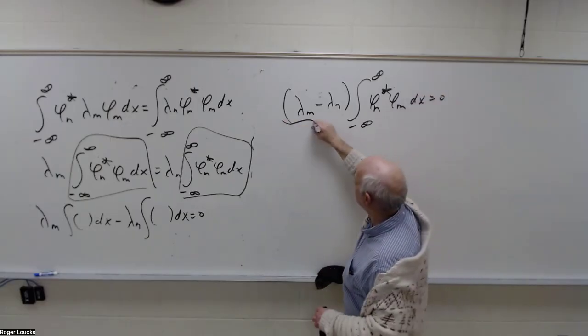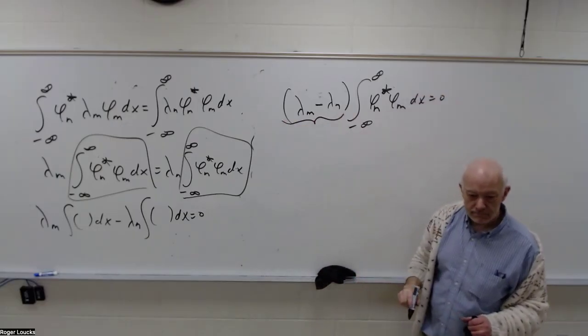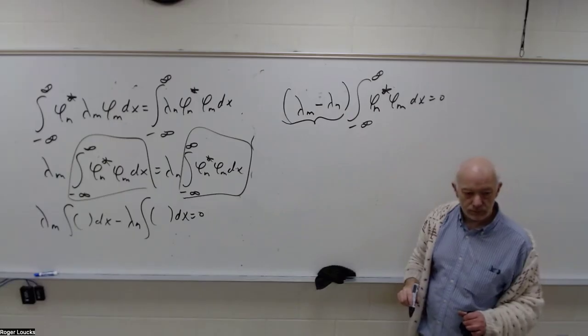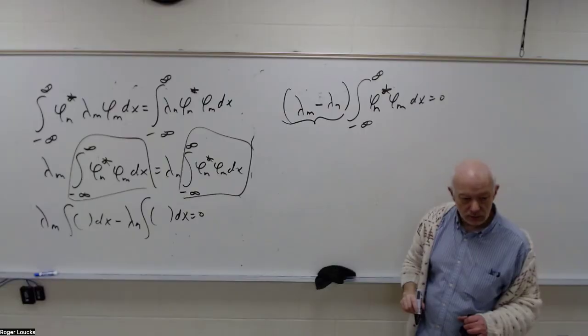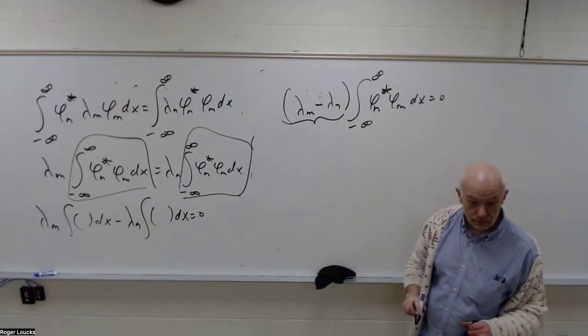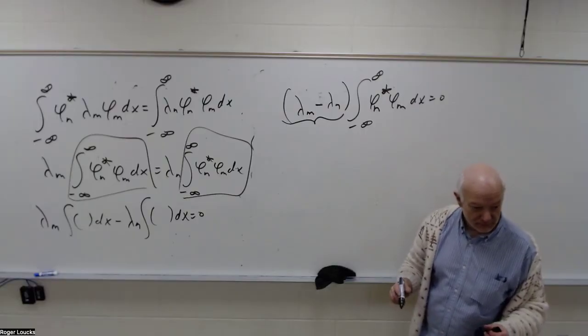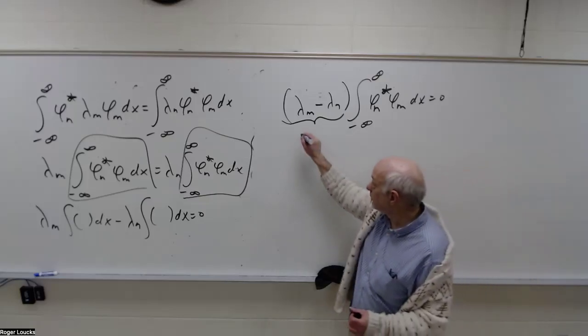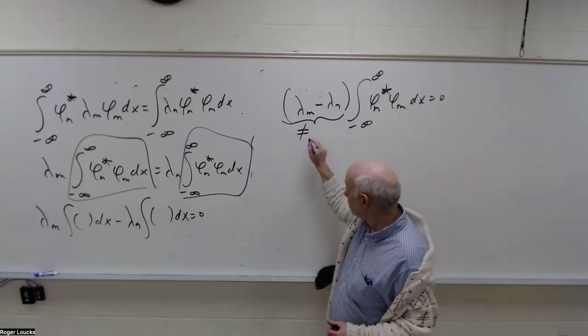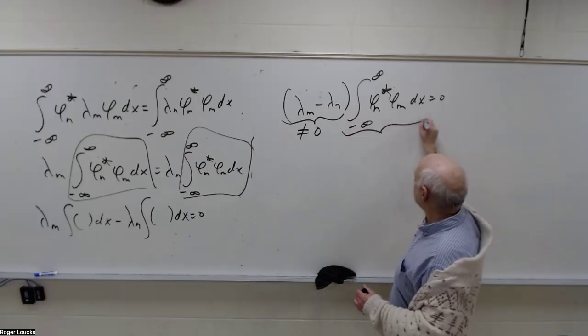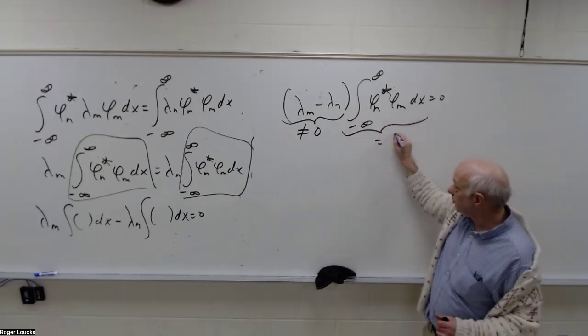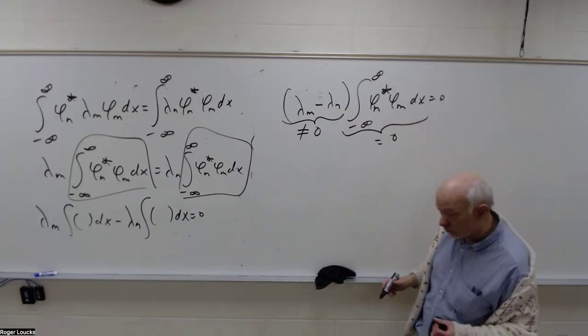What do you know about this combination here? Lambda m and lambda n are different, so this does not equal 0. Therefore, this integral must equal 0. And that proves they're orthogonal.